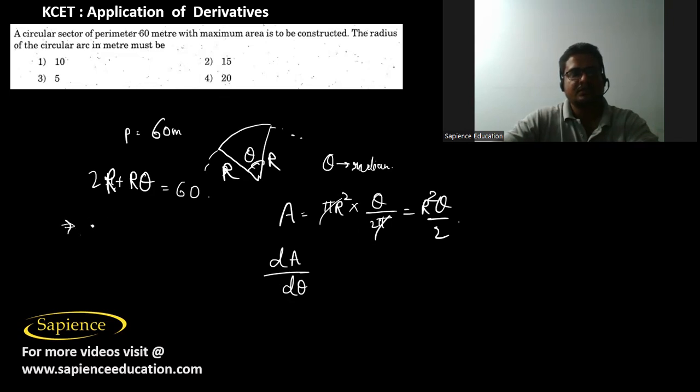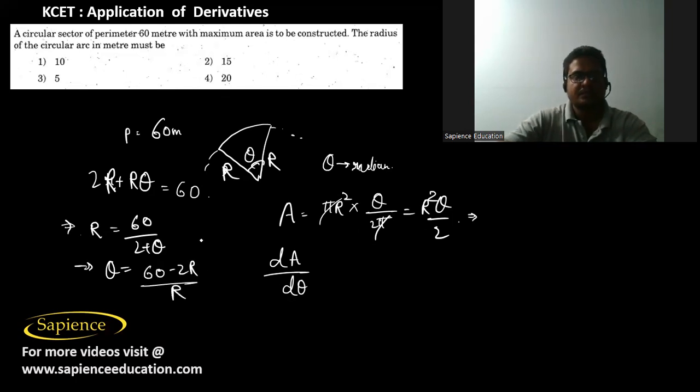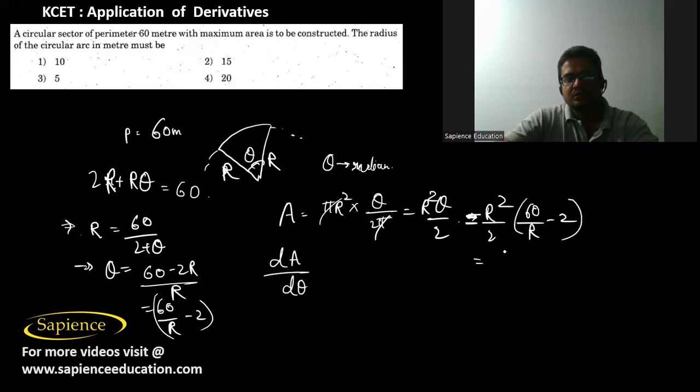Okay. So here we can say that r will be equal to 60 by 2 plus theta. Therefore I can say theta will be equal to 60 minus 2r divided by r. So theta will be equal to 60 by r minus 2. So this I can write, area will be r square by 2 into 60 by r minus 2. So this will be 60 r by 2 minus r square. So this will be 30 r minus r square. So this is the area.